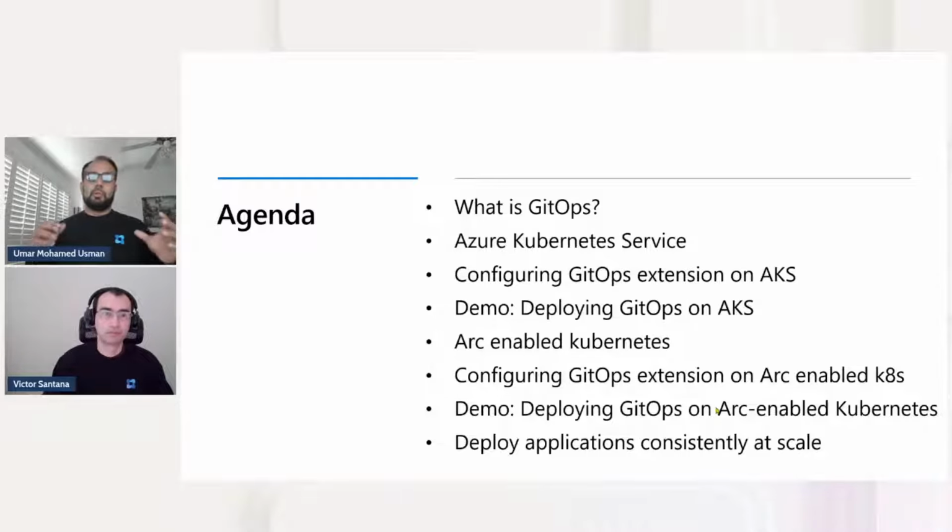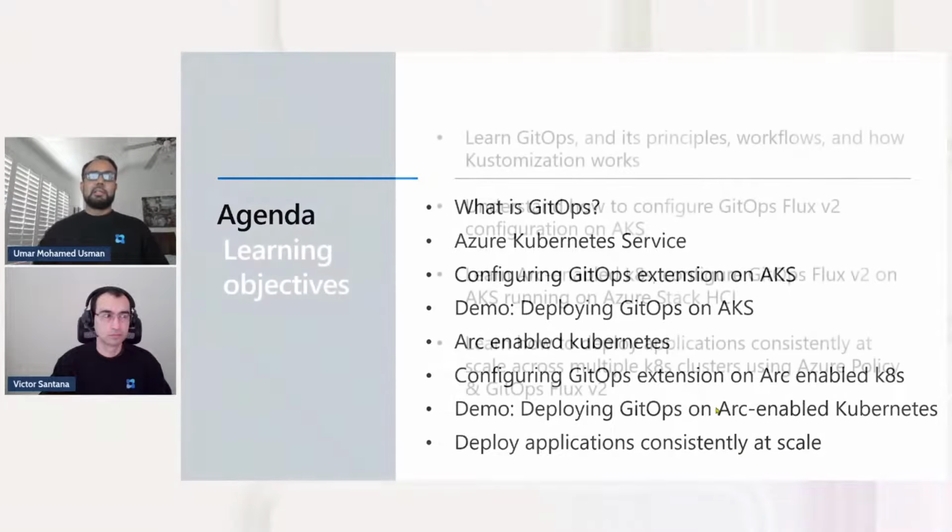Finally, we will look into how you can deploy applications consistently at scale. It's great. You have one cluster, you're configuring the GitOps extension, you're connecting to a repo. That's great. But how do you deploy? How do you do this at scale, massively? You have 10, 15, 100 clusters. How do you do this consistently across multiple clusters? That's what we're going to look at in the last section, deploying applications consistently at scale. So it's a lot of points.